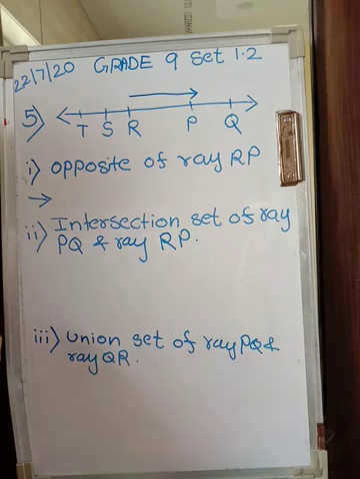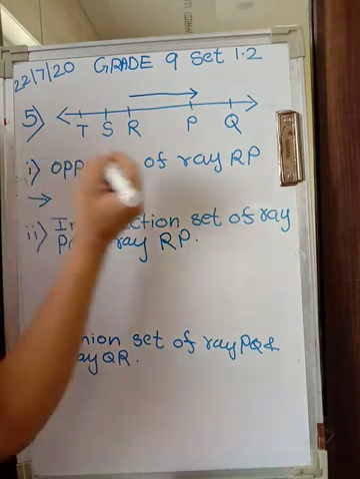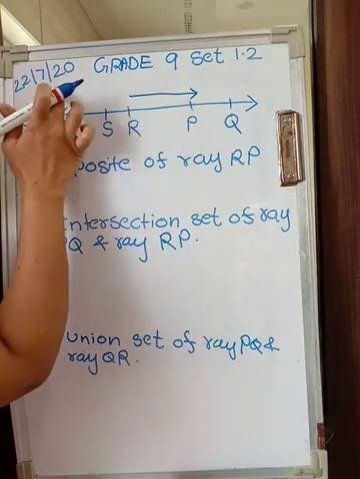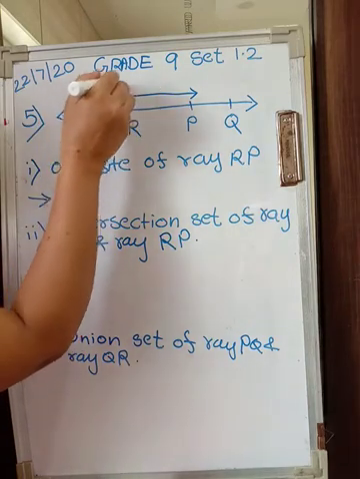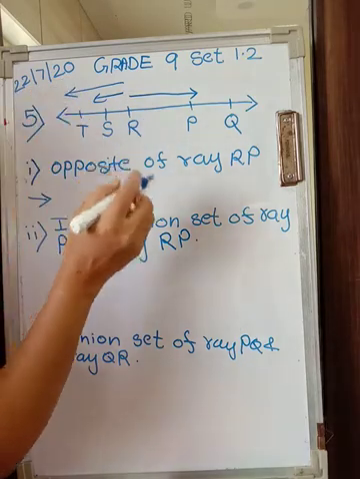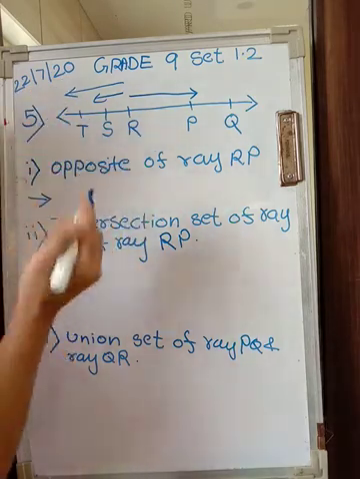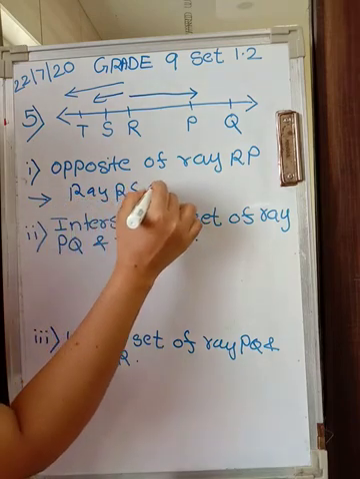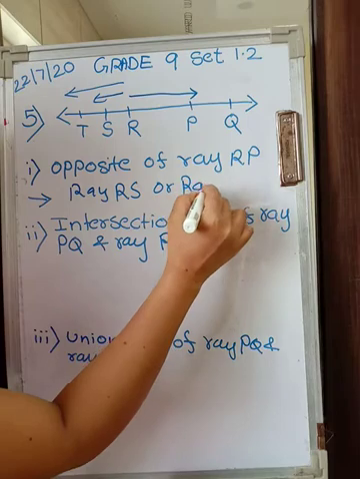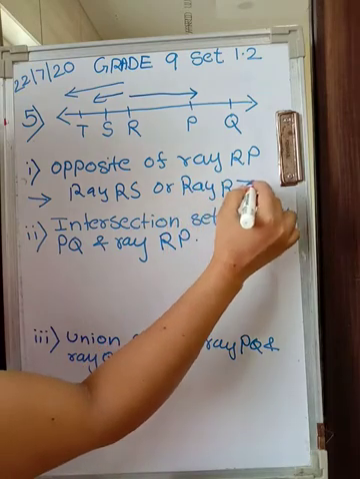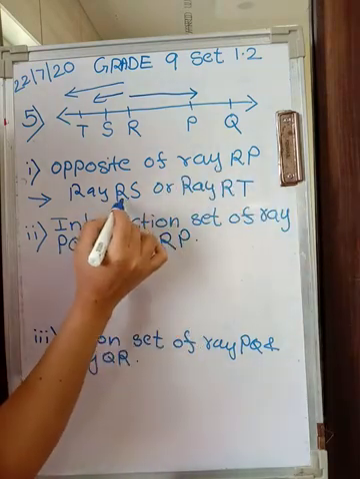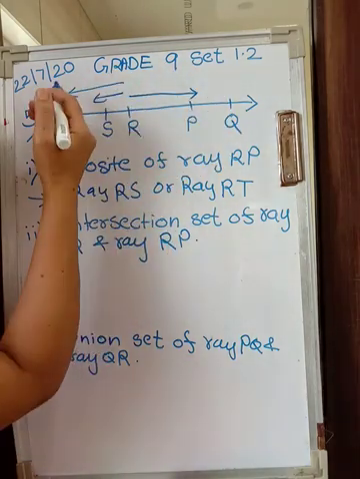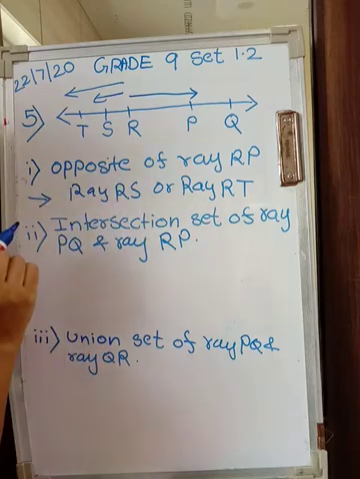Now opposite ray means what? Direction should be opposite. So opposite to ray RP can be RS or it can be RT, both. This is also opposite and this is also opposite. Opposite indicates direction should be opposite. So your answer can be ray RS or it can be ray RT. Mind well, it should start from R and go towards S. Naming is important, then it becomes opposite.